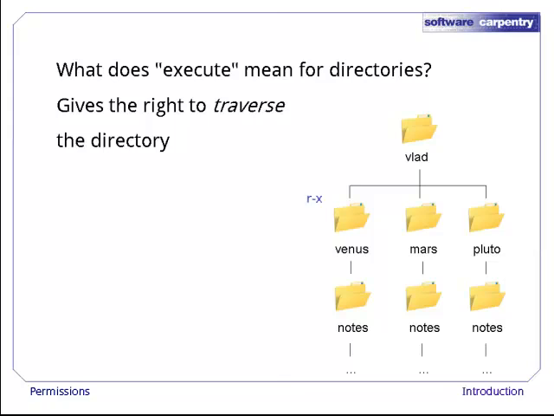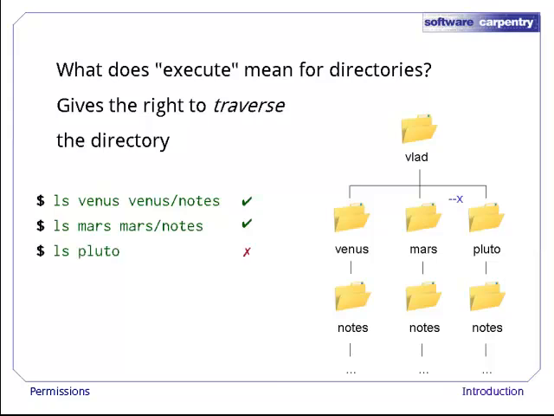If a user's permissions on Venus are r-x, then if she tries to see the contents of Venus and Venus/notes using ls, the computer lets her see both. If her permissions on Mars are just r-, then she is allowed to read the contents of both Mars and Mars/notes. But if her permissions on Pluto are only --x, she cannot see what's in the Pluto directory. ls Pluto will tell her she doesn't have permission to view its contents.